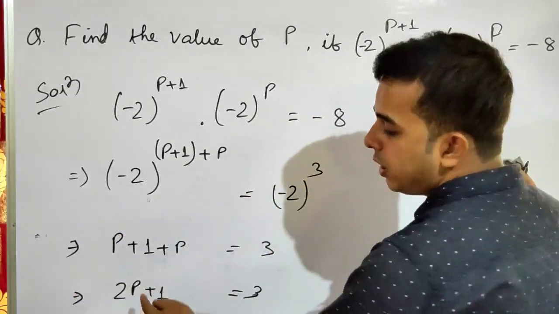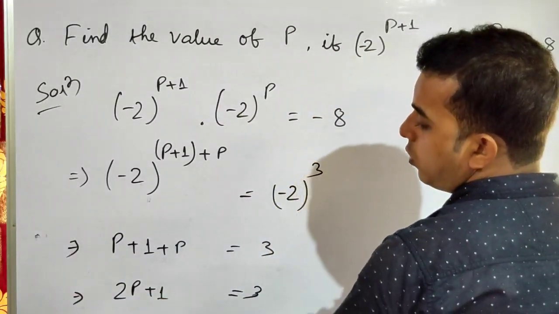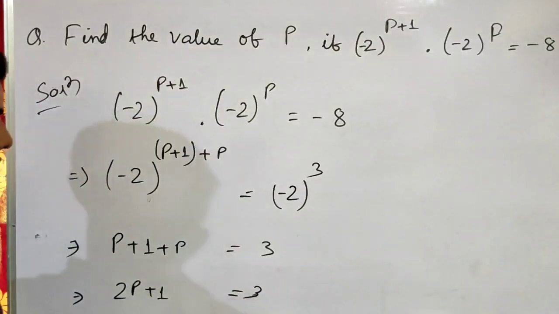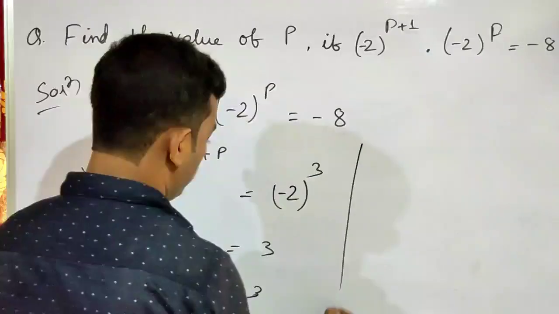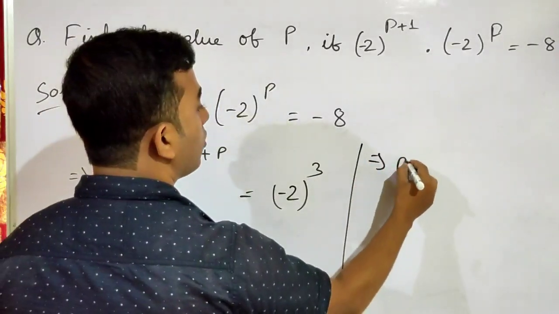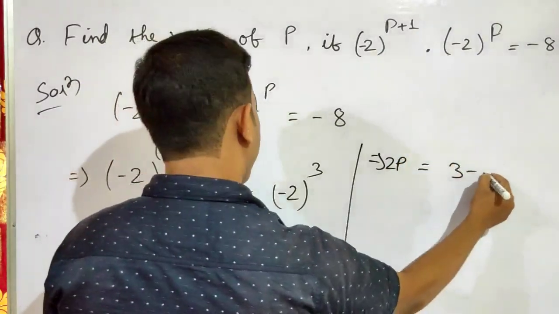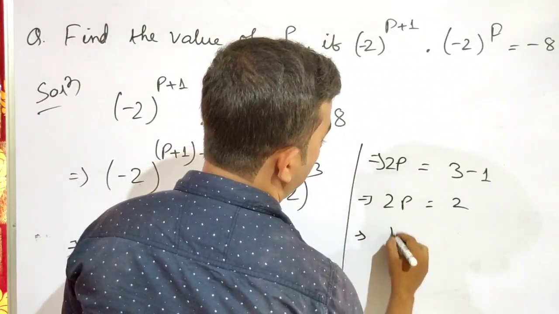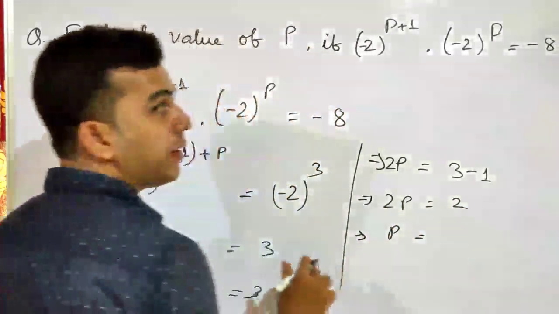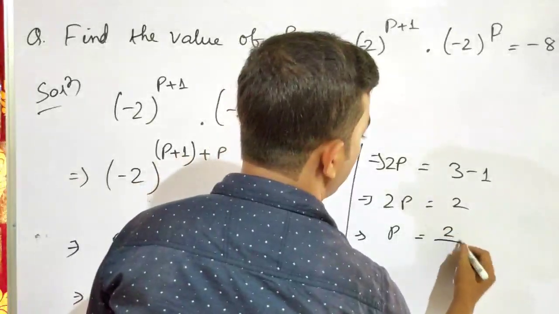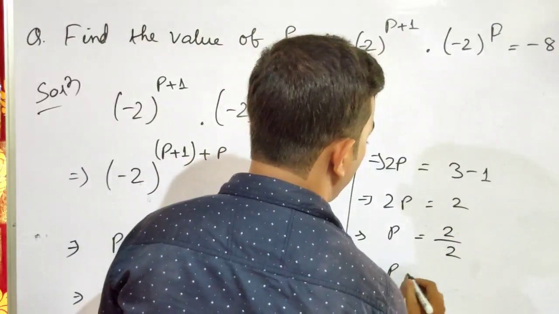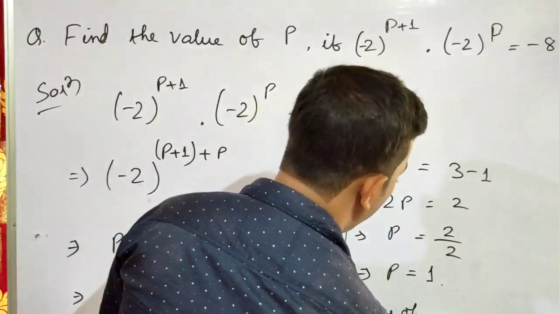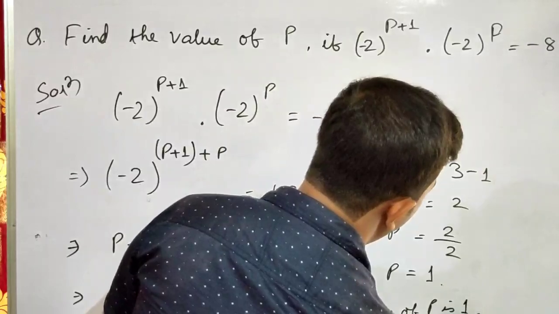So one by one we'll remove the extra numbers from the sides. First remove this one. This one is plus 1, so when you change the side it will be minus. So 2p equals 3 minus 1. So 2p equals 2. Now p equals, this 2 is multiplied, isn't it? So when you change the side it will be divided. So 2 divided by 2. So p equals what? 1. Therefore, the value of p is 1.